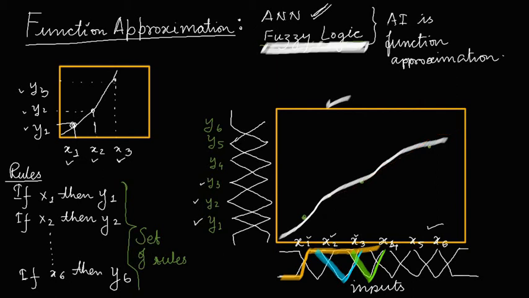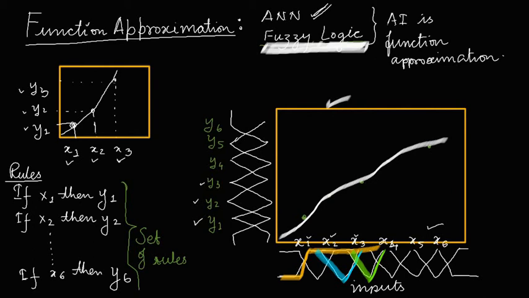Taking the first rule, corresponding to x1 and y1 you get a point here. According to the second rule, x2 is here, y2 is here, and you get a point. In this way the function approximation is done. When we use fuzzy logic, apparently you won't find that this is taking place. What we'll have is this set of rules and the membership functions corresponding to inputs and outputs, and then using the fuzzy logic algorithm, we'll be able to get outputs.